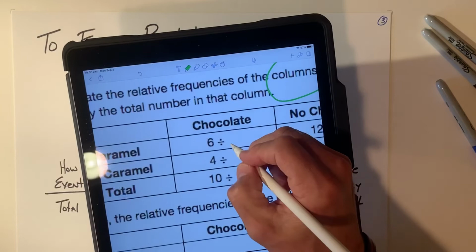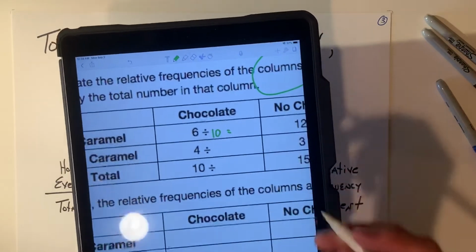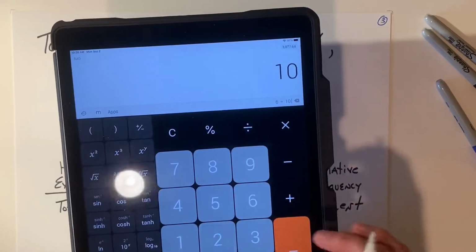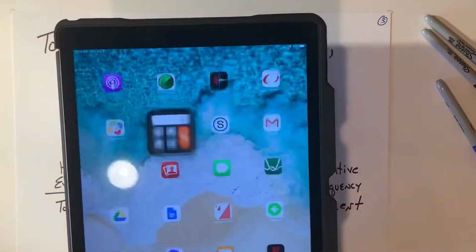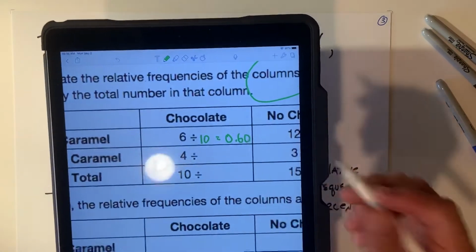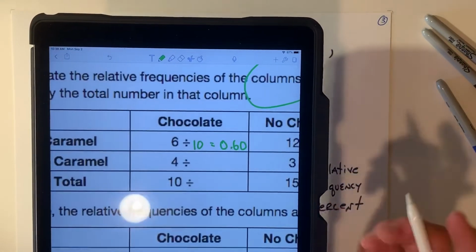So I'm going to take 6 divided by 10. And 6 divided by 10, if I need a calculator, by all means, I can use it. 6 divided by 10 is 0.6. So I'm going to go ahead and write 0.6. Sometimes you put a second decimal place on there. It doesn't really matter. It's okay.